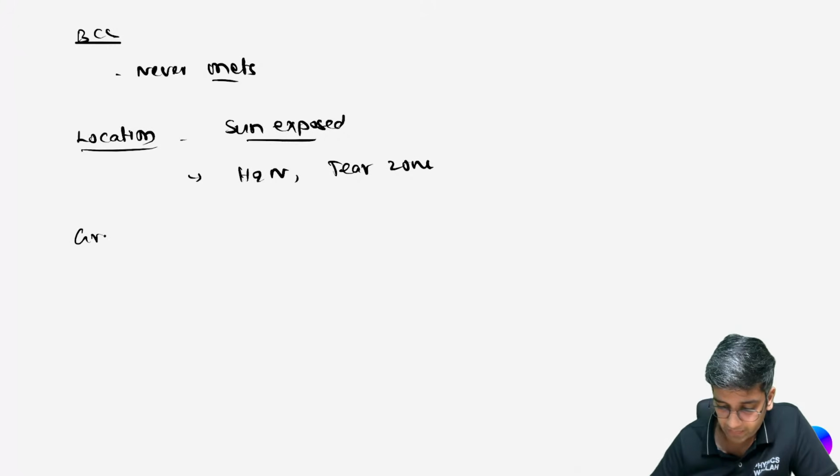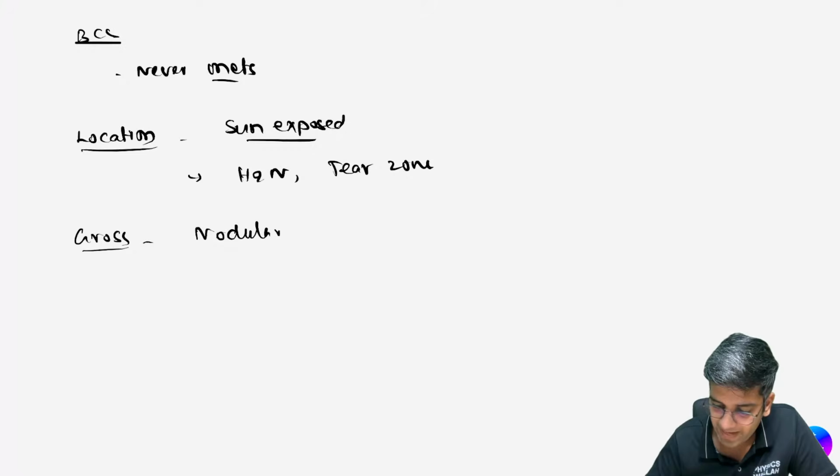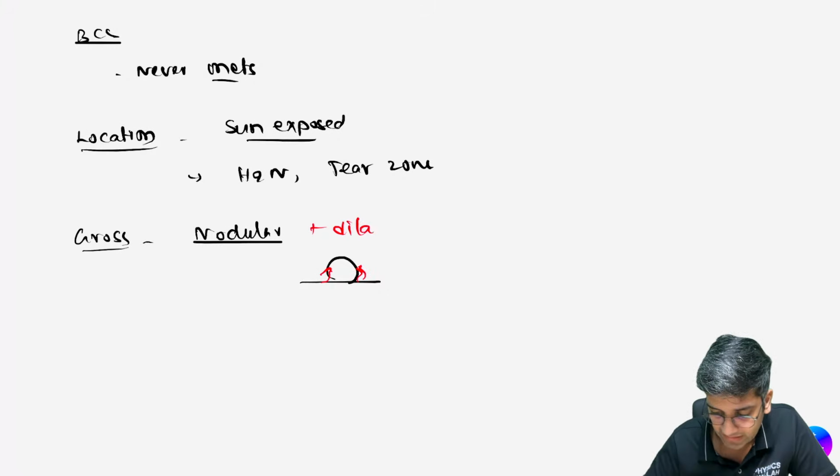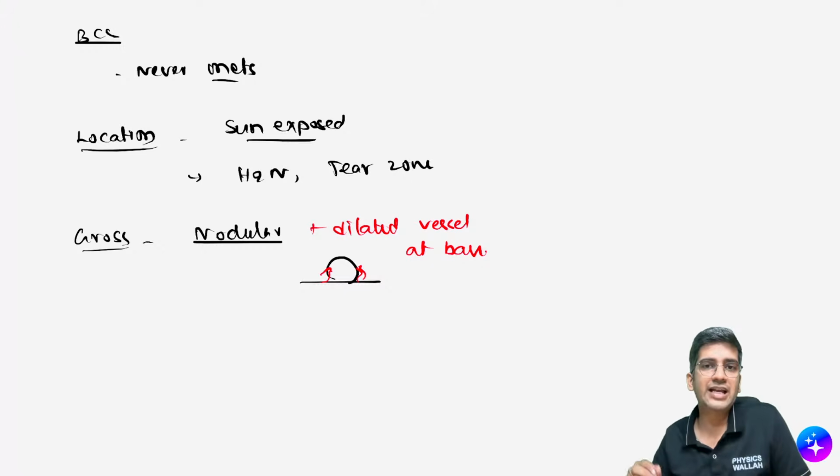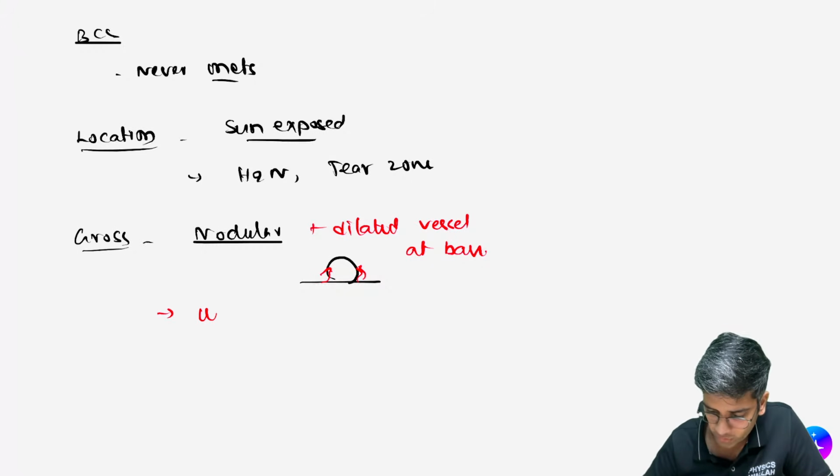If you look at the gross appearance of BCC, they are generally nodular. And the most important thing, at the base of the nodule, you'll see telangiectatic vessels, dilated vessels. That's very, very classical for BCC. Dilated vessels at the base and nodules are very classical for BCC. Sometimes they can also be ulcerated.